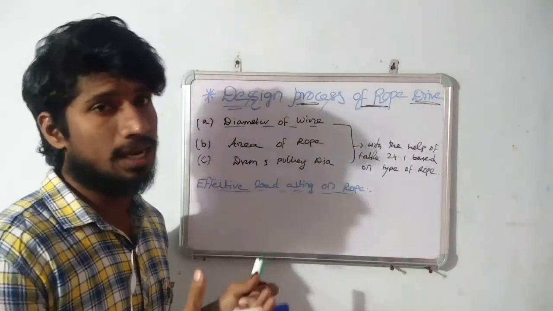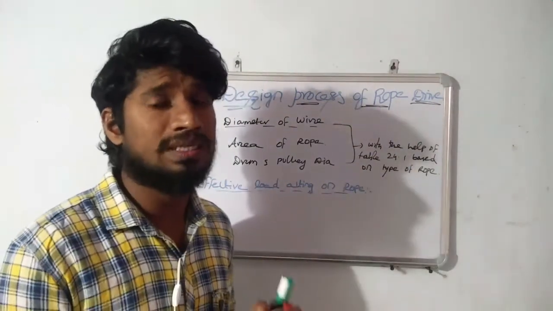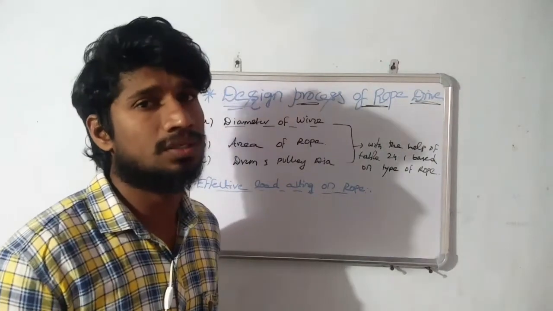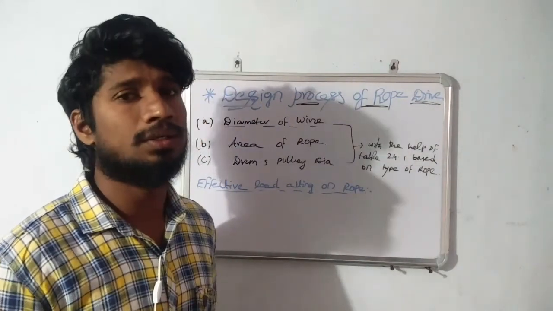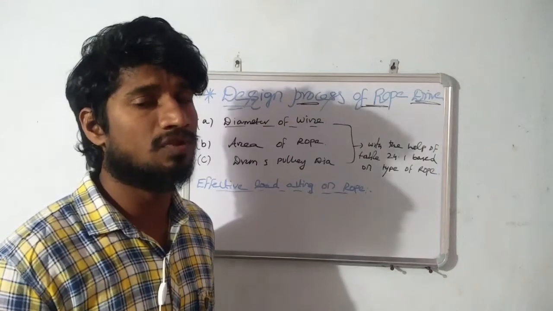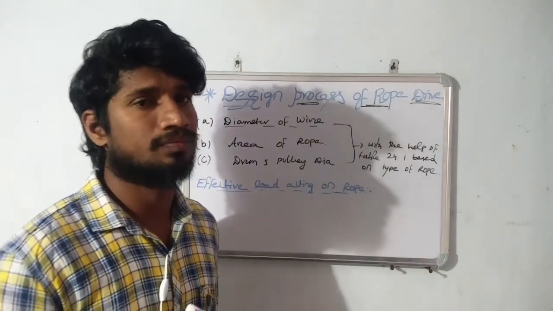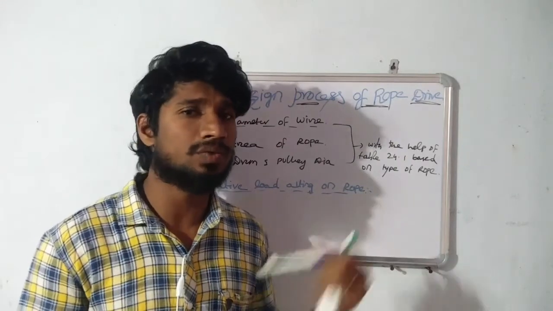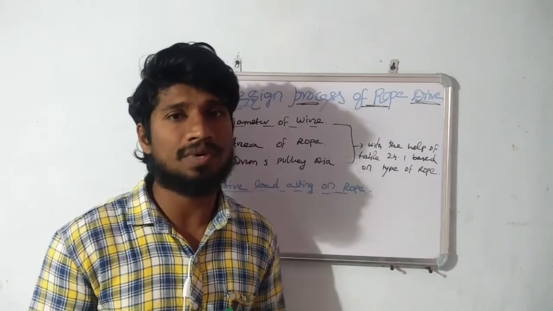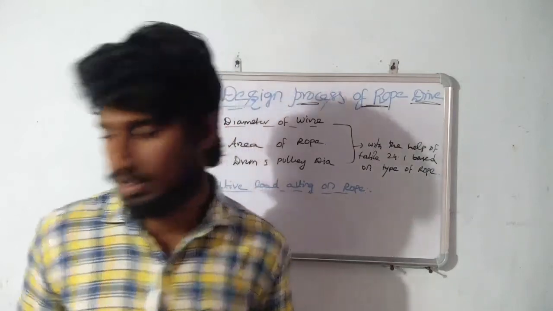It is based on three conditions. That effective load is acting under three different conditions: during the working condition, as well as during the starting condition of the rope, and as well as due to the accelerating condition. So based on these three conditions, we are going to find out the effective load acting on the rope. Let's see that one.